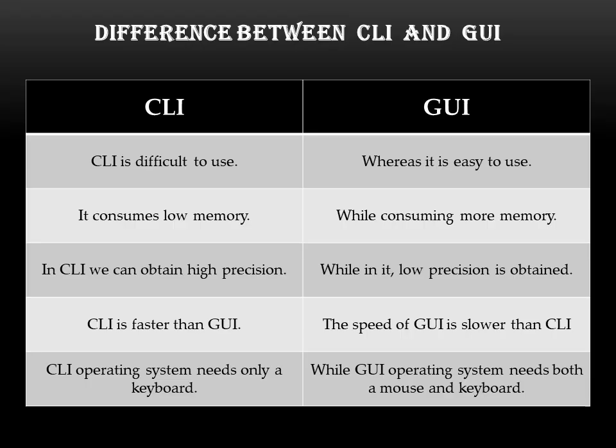CLI allows for high precision since you type exact commands. GUI is less precise because you interact through graphical elements. CLI is faster for experienced users. GUI tends to be slower due to graphical overhead.